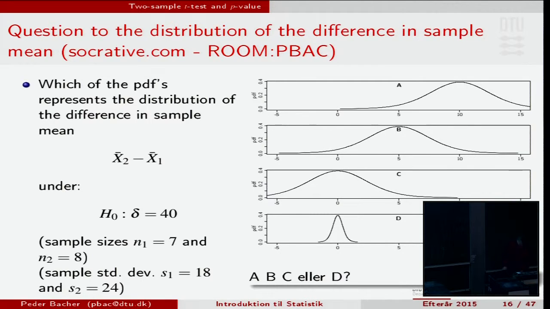We have five people answering. And the key really is that I write under H null, so under the null hypothesis. So that means in the case where the null hypothesis is true. Now I say the world is like this. That's what we do when we state a null hypothesis: we say the world is like this. This difference is 40. And then we know that it follows a t distribution with this long expression for the degrees of freedom. But under the null hypothesis, which one of these is then the distribution of this difference?